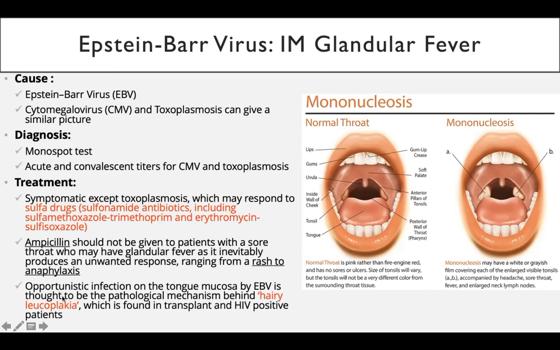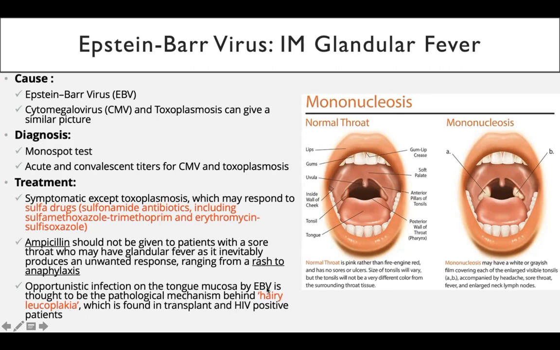Type 1, right? Opportunistic infection on the tongue mucosa by EBV, Epstein-Barr virus, is thought to be the pathological mechanism behind hairy leukoplakia, the roughness and turning of the tongue white, which is found in transplant and HIV positive patients. Later in HIV patients, we'll see oral manifestations of HIV, oral infections, we will see hairy leukoplakia.